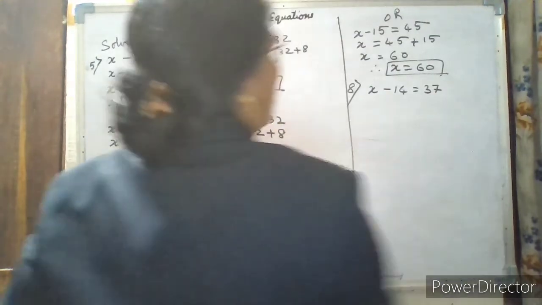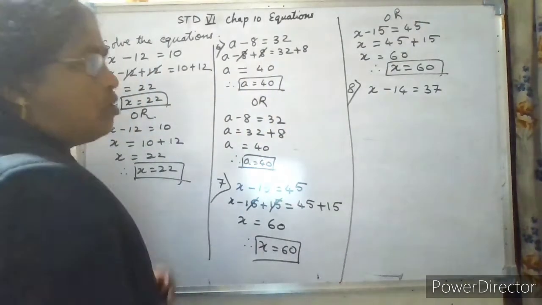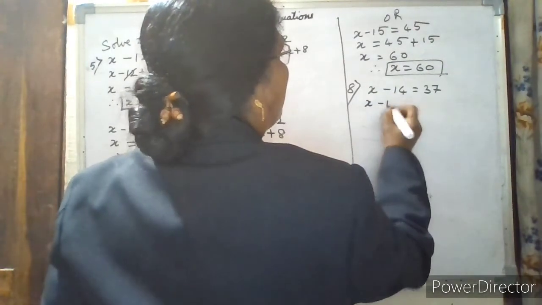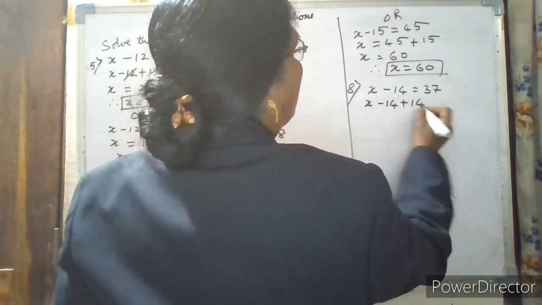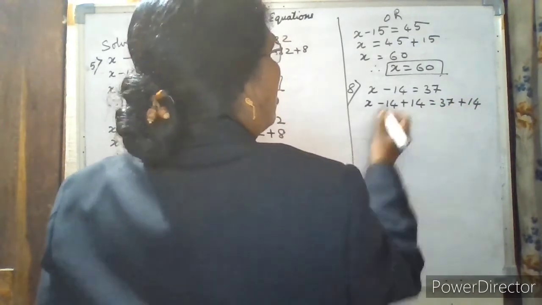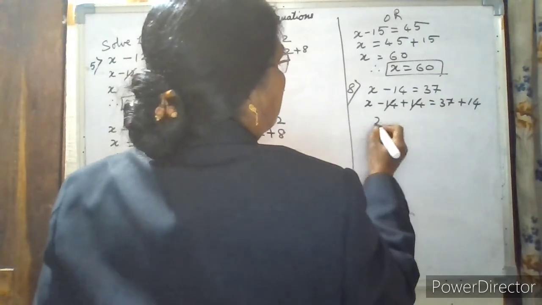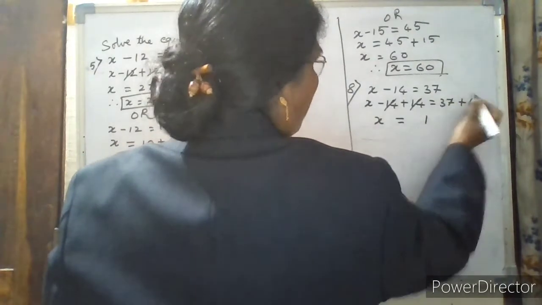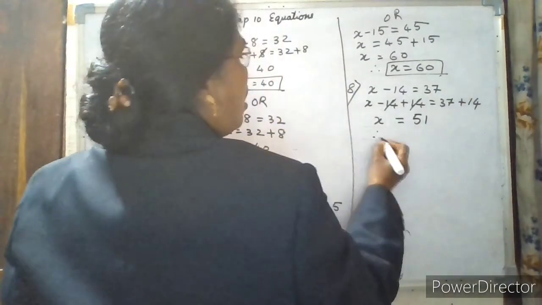x minus 14 equal to 37. So x minus 14 plus 14 equal to 37 plus 14, you write. Minus 14 plus 14 cancels. Only x remains equal to. This you add, you get 11, carry 1, 3, 4, 5, 51. Therefore x is equal to 51.